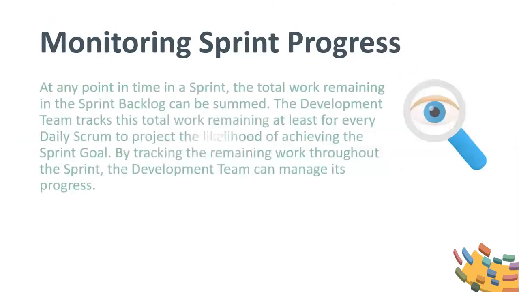Monitoring sprint progress. At any point in time in a sprint, the total work remaining in the sprint backlog can be summed. The development team tracks this total work remaining at least for every daily Scrum to project the likelihood of achieving the sprint goal. By tracking the remaining work throughout the sprint, the development team can manage its progress.